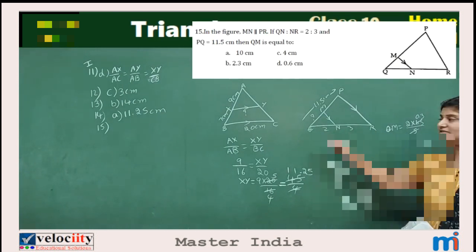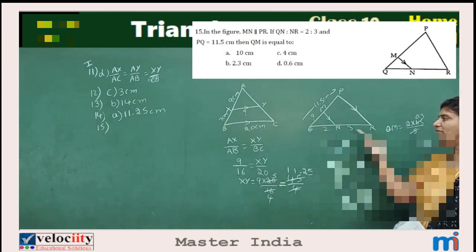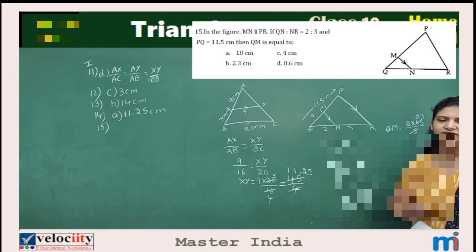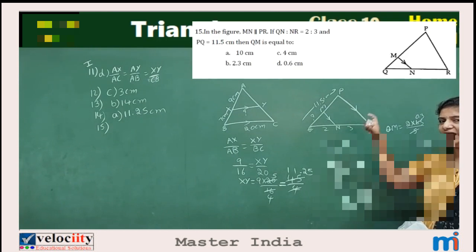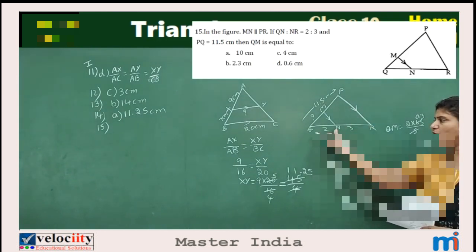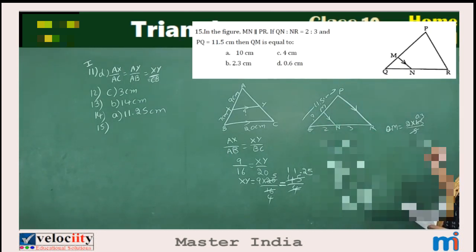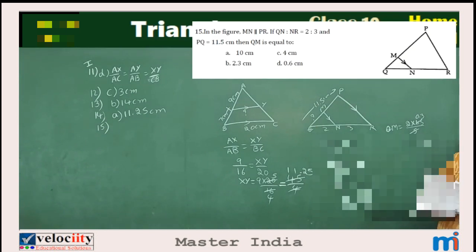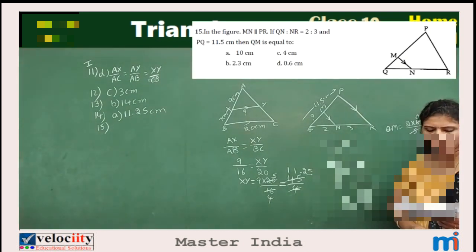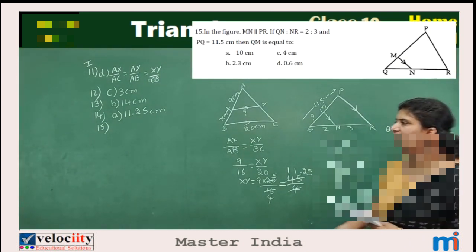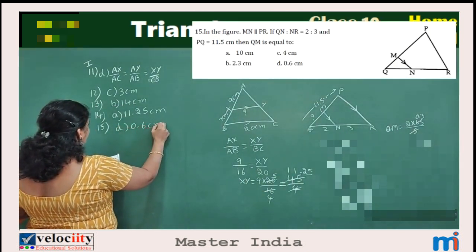Most of the children will make a mistake here where they have given QN by NR. We need to rewrite it as QN by QR. They will directly take QN by NR and QM by QP. That is wrong. Please observe carefully which ratio is given and which side we need to find. So by corollary, QN by QR is equal to QM by QP. Directly you can find in this manner. Okay. So check for the option. Which answer is the right answer here? So your option is option D, 0.6 centimeters.